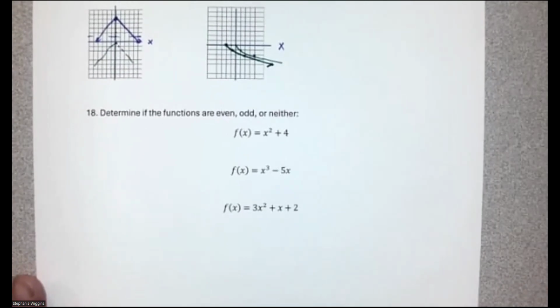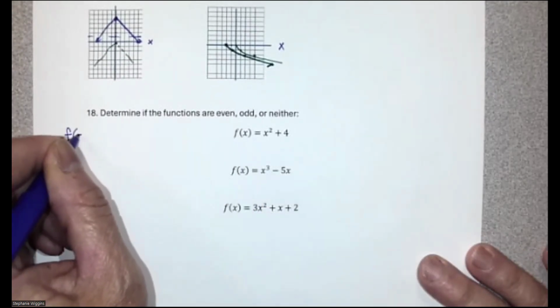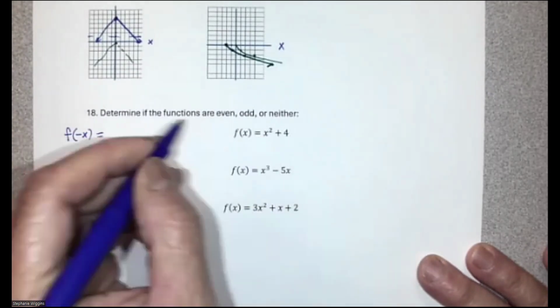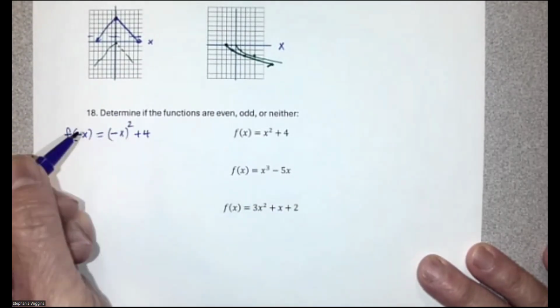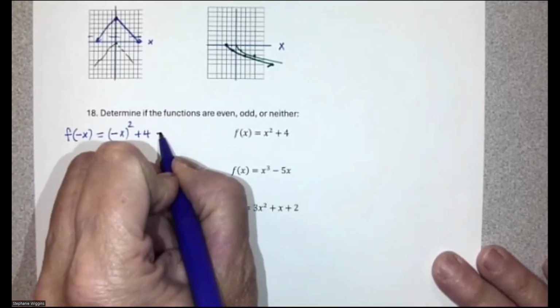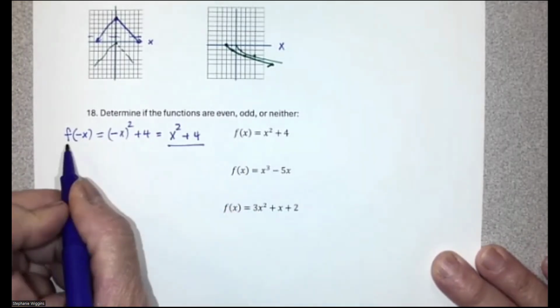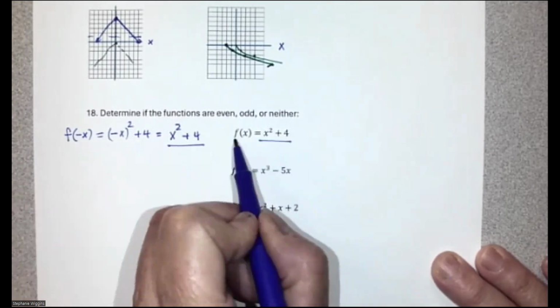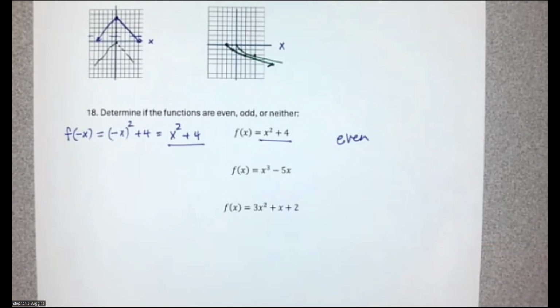Here we're asked if the function is even, odd, or neither. The way we do that symbolically is we replace x with negative x. So f of minus x is going to be negative x squared plus 4. When you square a negative, you're going to get a positive, right? So it's going to be x squared plus 4. This function, f of minus x, is the same as f of x. So that means the function is even.